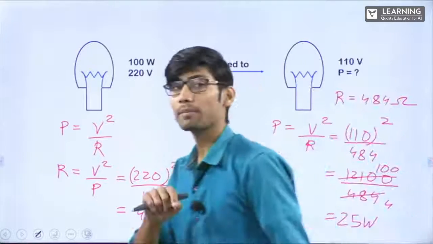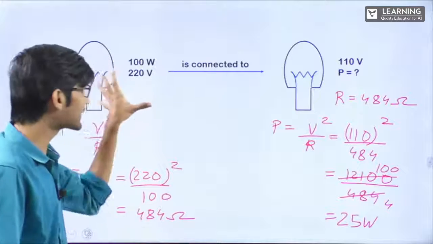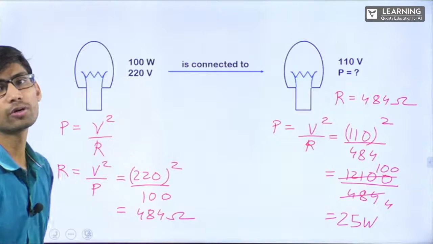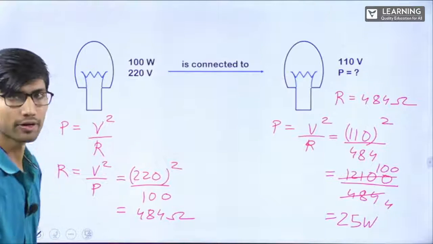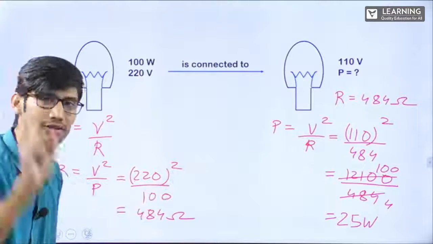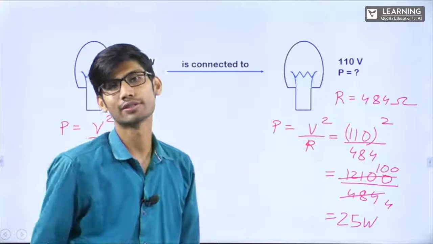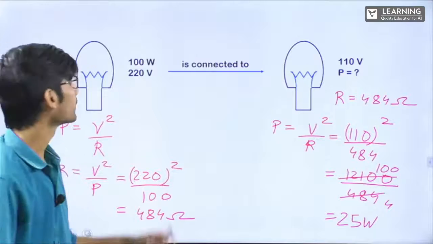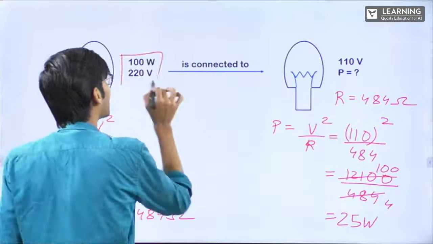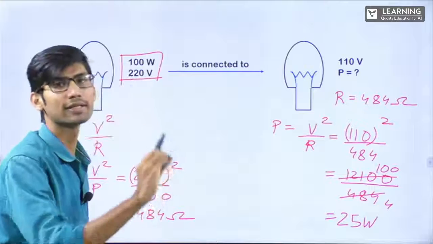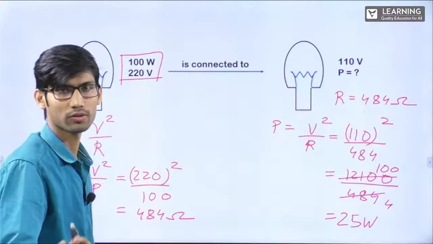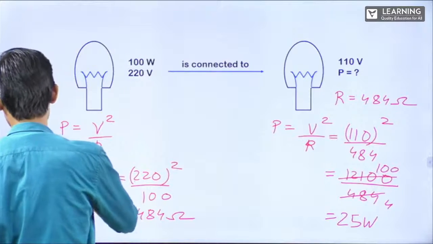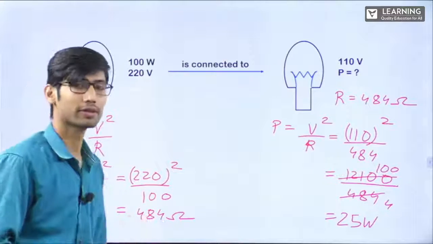Easy? So always remember, whenever you get any question like this, where the power rating is given to you, the very first thing you have to do, make a note of it: take out the resistance. That's all. Once you get that, the question becomes easy. If the power rating is given in the question, this means they have given the resistance. This means they have given everything.